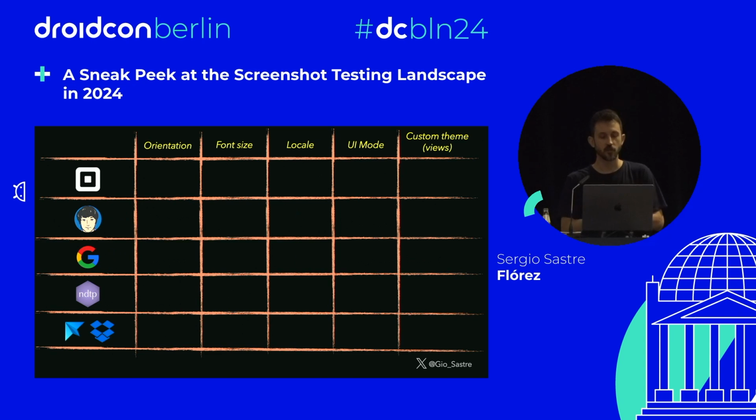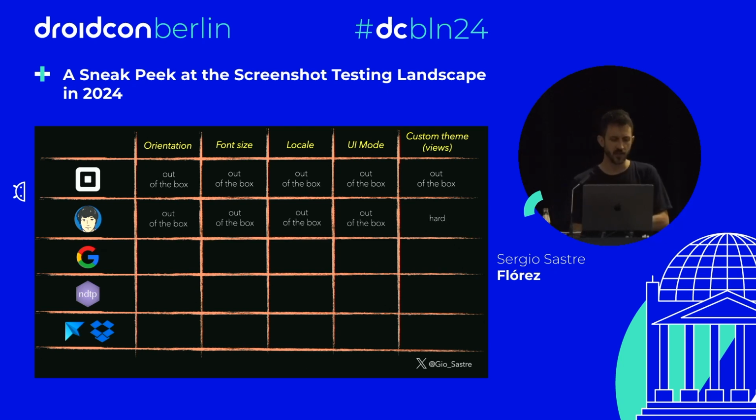So let's see what configurations each library supports. For Paparazzi, everything works out of the box with a test rule. Roborazzi uses Roboelectric, which lets you set all these configurations in a dash-separated string, except the custom themes for views, maybe, which is also possible, but not through this string, so it becomes a little bit unintuitive. With Compose Preview, everything is possible as well.